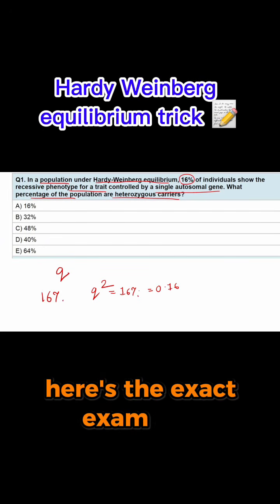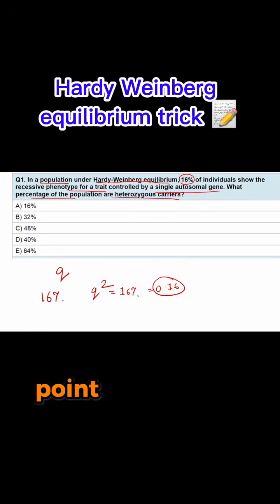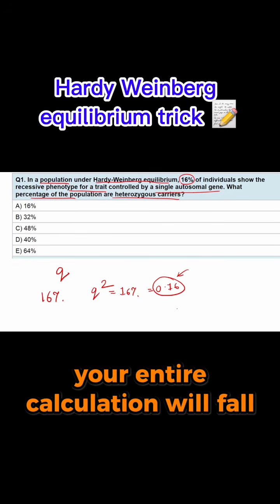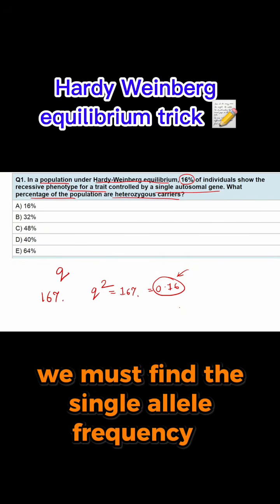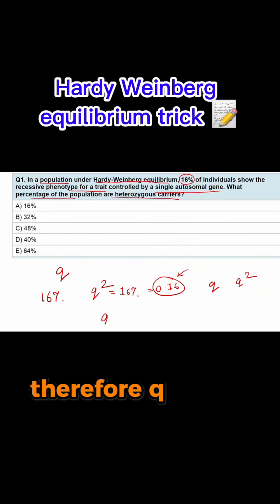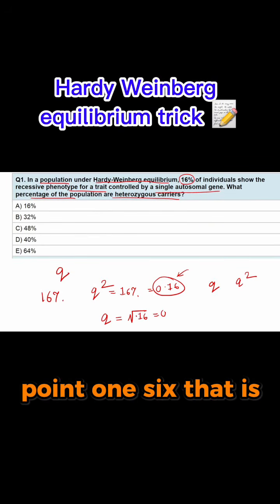Here's the exact exam trap that trips up thousands of students. Many will immediately plug 0.16 into the equation as Q. Do not do that. If you use 0.16 as Q, your entire calculation will fall apart. We must find the single allele frequency Q by taking the square root of Q squared. Therefore, Q equals the square root of 0.16, that is 0.4.